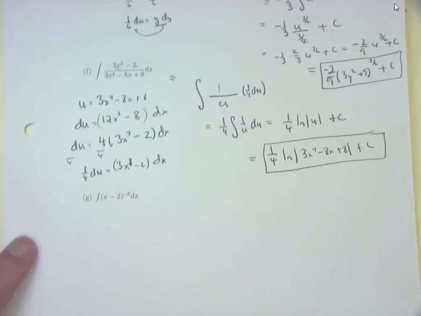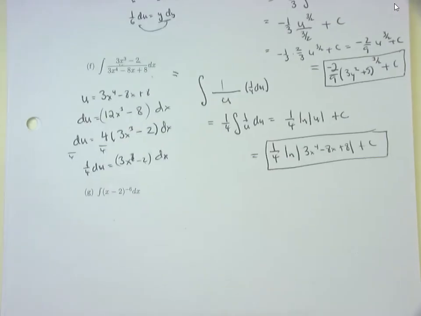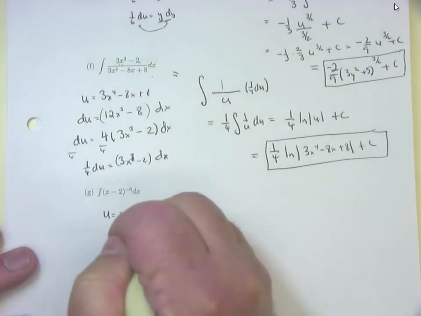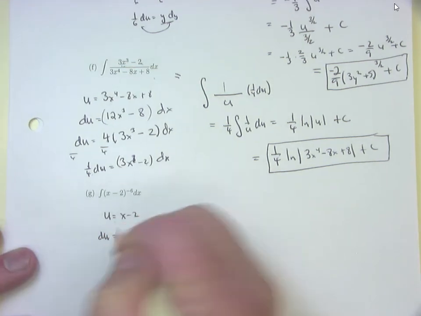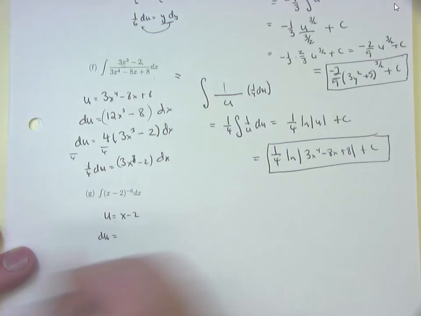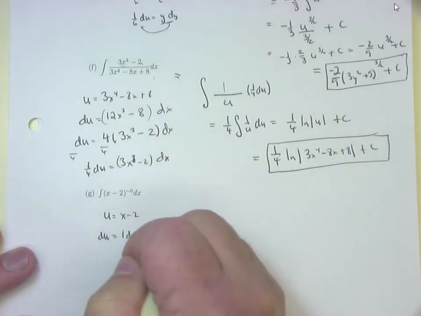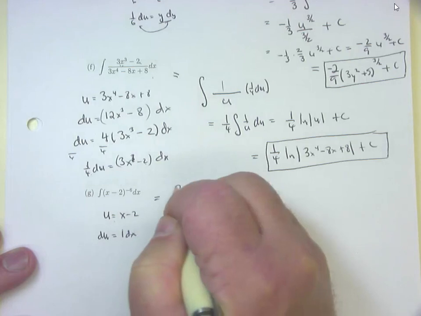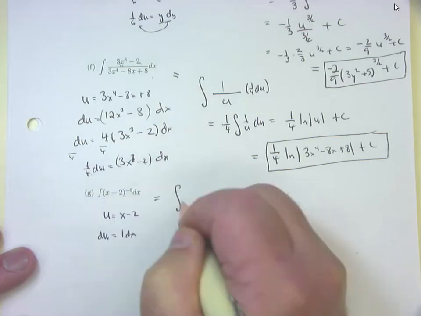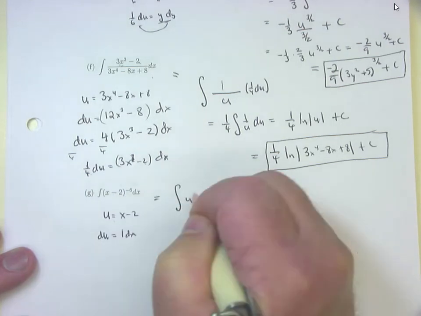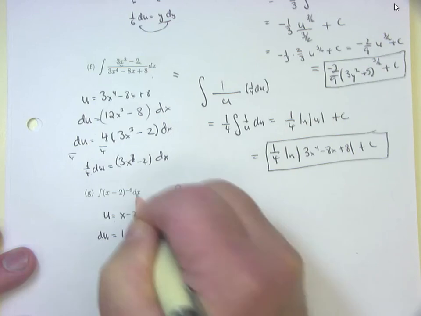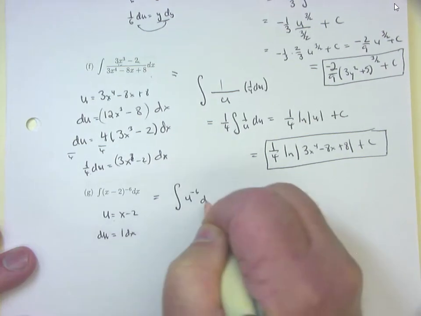Take a look at the next one. The integral of x minus 2 to the negative 6 dx. What are you going to let u equal to? Because it's not a rule I have memorized. Inside parentheses. Inside parentheses is x minus 2. What's du? What's my derivative of x minus 2? 1 dx. So when I substitute, this becomes the integral of u to the negative 6 power, and the dx gets replaced with du.